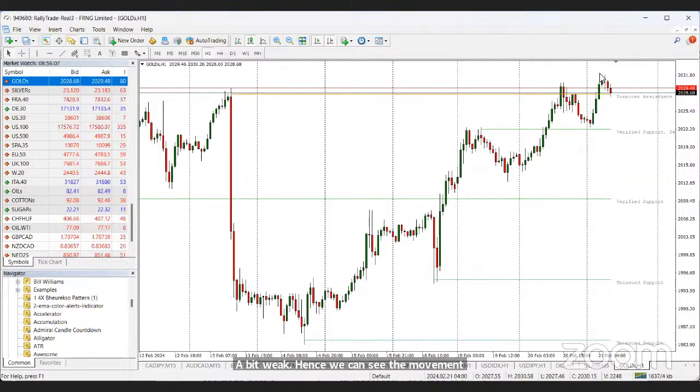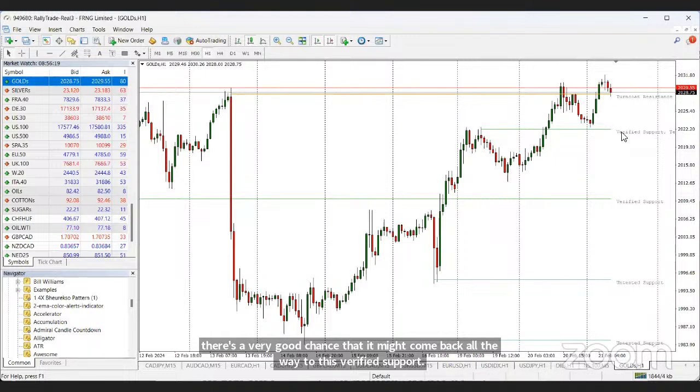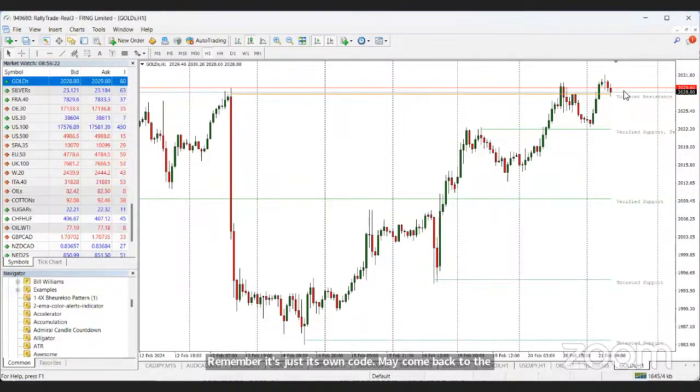All right, so we can see that it's already trying to break this resistance and do a retest. All right, trying to do a retest. Okay, so there's a very good chance that it might come back all the way to this verified support. Remember, it's just a turn code. It might come back to the verified support before continuing upwards.